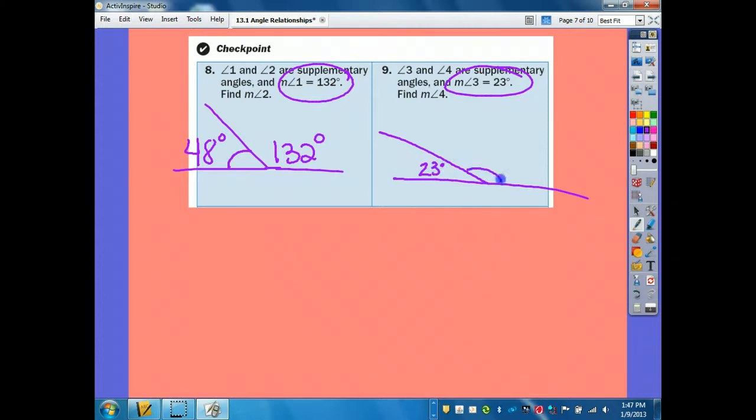So this one, 147 or 57? We have a debate. 157? Yes. Together they equal 180.